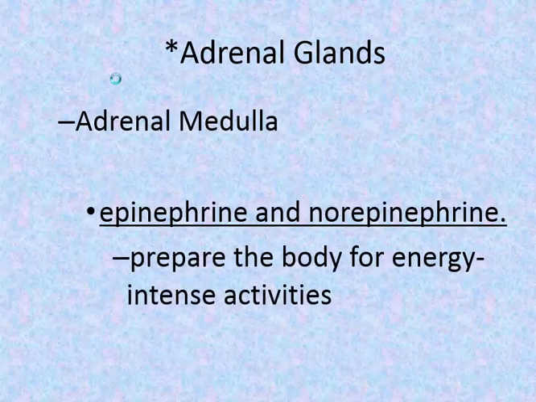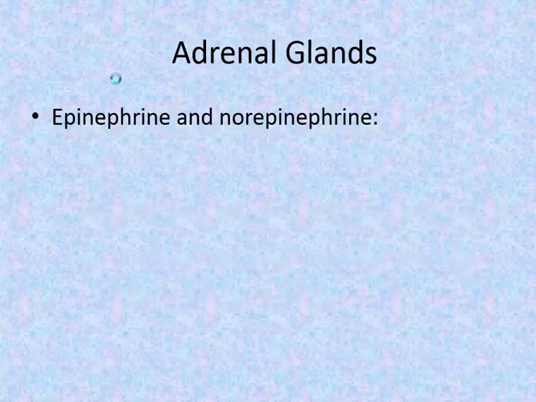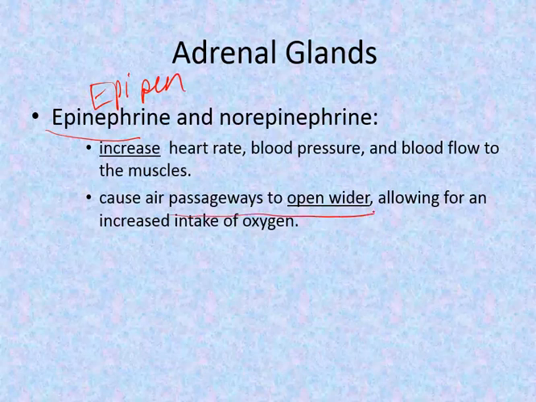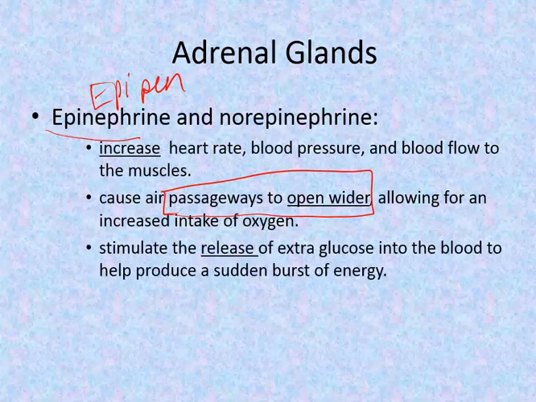In the medulla, that's where the epinephrine and norepinephrine are. And these are the effects of them. Now, sometimes you may have friends who have allergies and they have to carry an EpiPen. If you look at this, EpiPen, Epi stands for epinephrine. Okay, that's your EpiPen. And if you notice here, it says causes air passageways to open wider. And that would be very important if someone's having an allergic reaction to peanuts or something like that. It also gives a release of extra glucose that gives you your energy. Remember, fight or flight response.